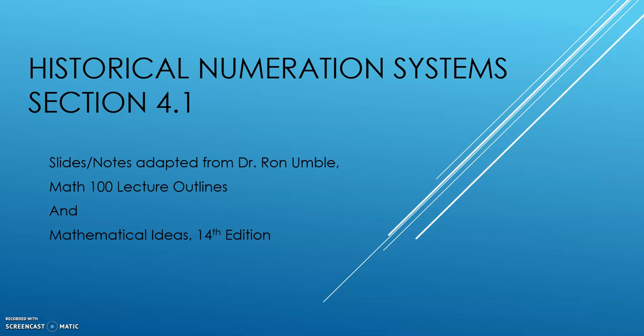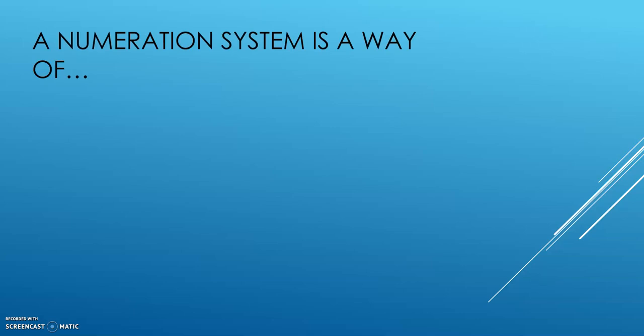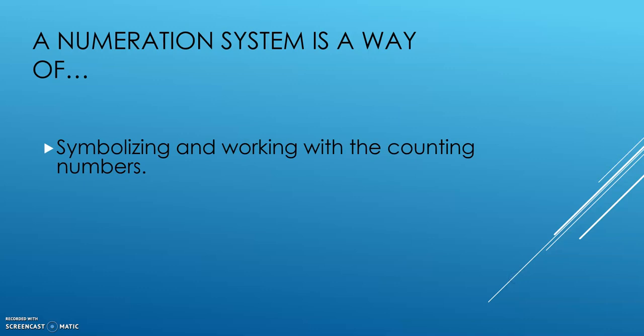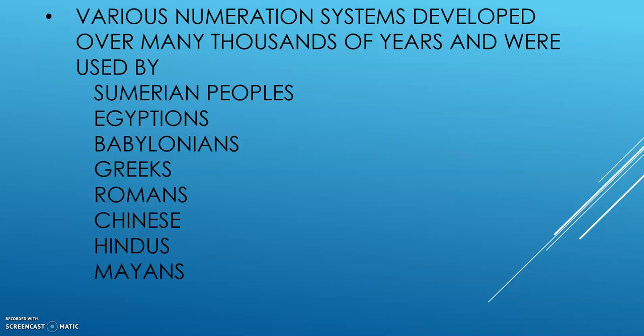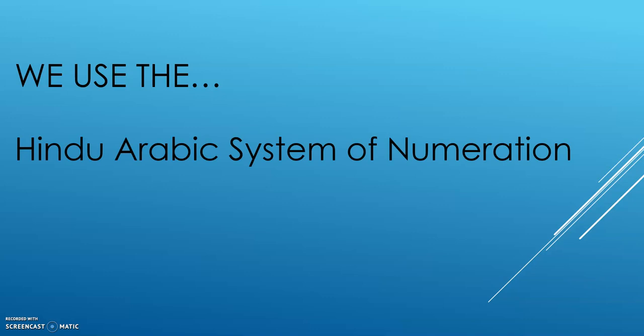Section 4.1, Historical Numeration Systems. A numeration system is a way of symbolizing and working with the counting numbers. Various numeration systems developed over many thousands of years and were used by Sumerian peoples, Egyptians, Babylonians, Greeks, Romans, Chinese, Hindus, and Mayans. We use the Hindu-Arabic system of numeration.